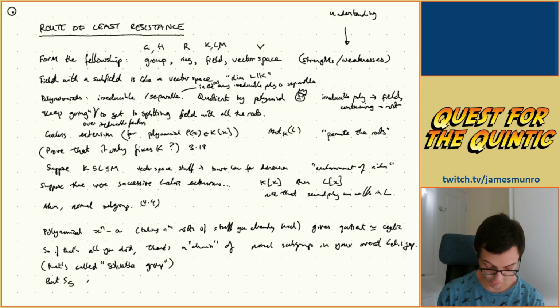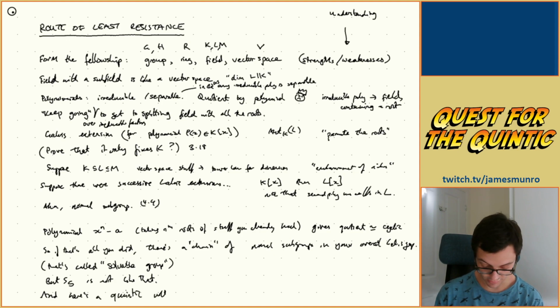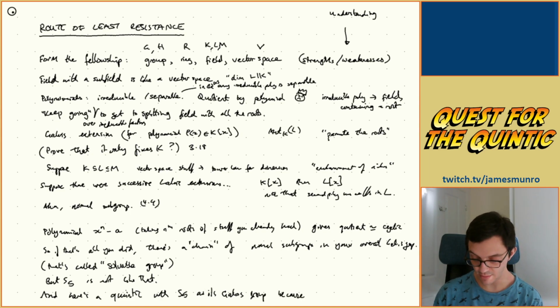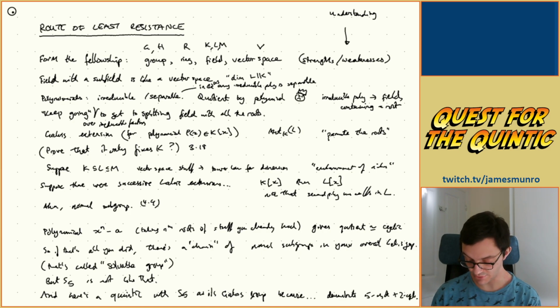But S5 is not like that. And here's a quintic with S5 as its Galois group, because you can find a 5-cycle and a 2-cycle, which is a complex conjugation, which is cool.